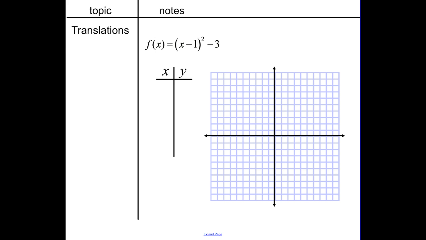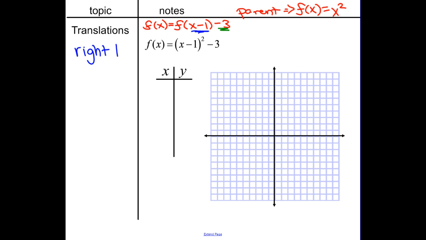So if we look at this one, well, first, what's our parent function? The parent is f of x equals x squared. So there's our parent function, f of x equals x squared. All right, so now if I look at this, since x squared is our function, we're going to do f of x minus 1 minus 3. So right now, I know a couple things. Because this is on the inside, I have to think opposite. It's minus 1, so I know it's going to move to the right 1. And since it's minus 3 on the outside, I know it's going to move down 3.